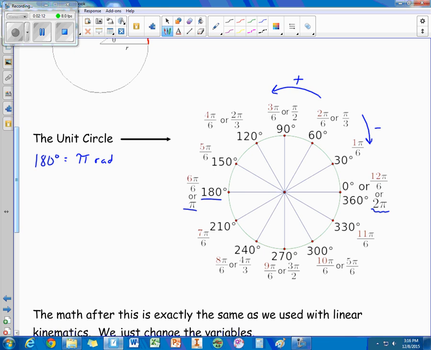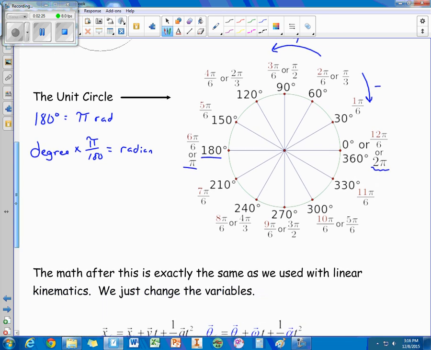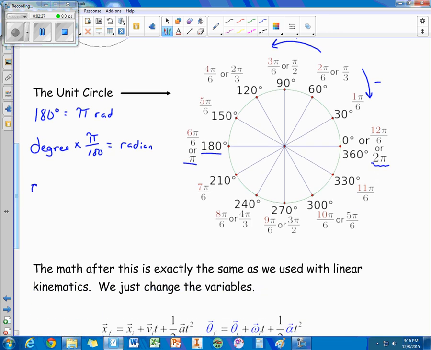So what this means then is that the degree times pi over 180 equals a radian. And likewise, the radian times 180 over pi, that equals the degree.